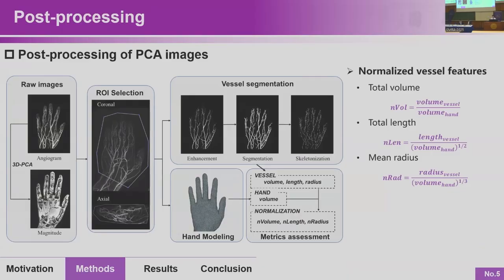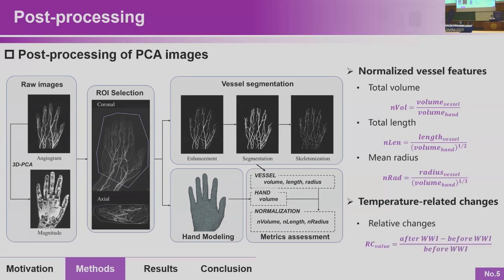Here is the illustration of the image analysis of the three-dimensional phase contrast MRA images. We propose a semi-automated pipeline for post-processing. After a manual ROI selection, the vessel structure and hand volume were calculated automatically from the angiogram and magnitude images. To make the features comparable, we normalized the total volume, total length, and mean radius of the hand vessels using the hand volume. To evaluate the temperature-related changes, we also calculated the relative changes of the features.